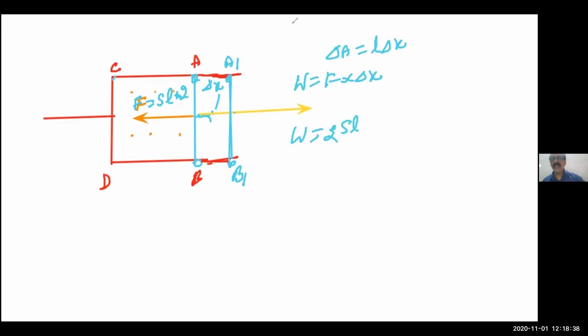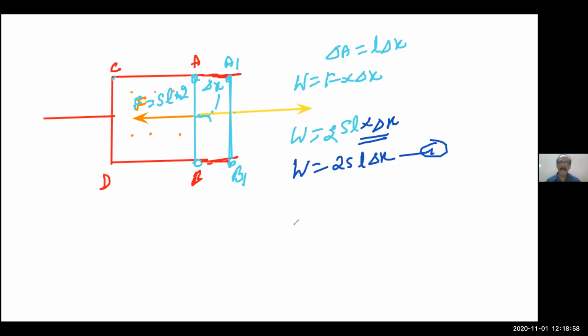No, sir. Now 2SL into delta x. L into delta x is change in area. So W is equal to 2S into L into delta x. Leave it like that. Okay. Delta x, this is equation number 1. Any doubt here?